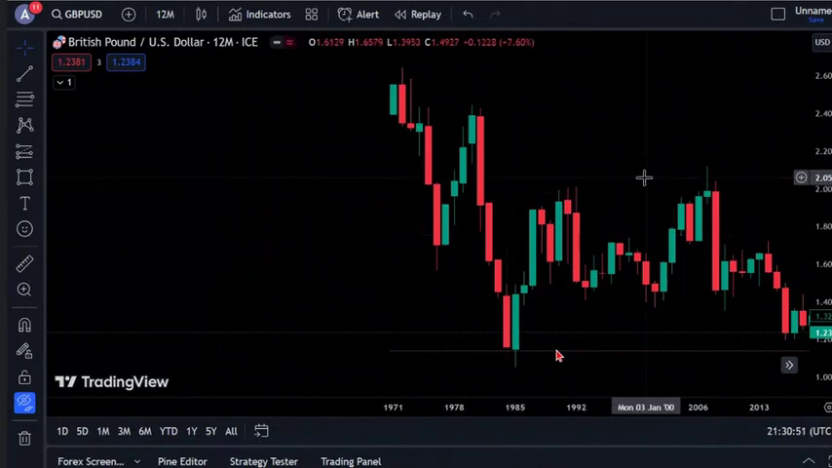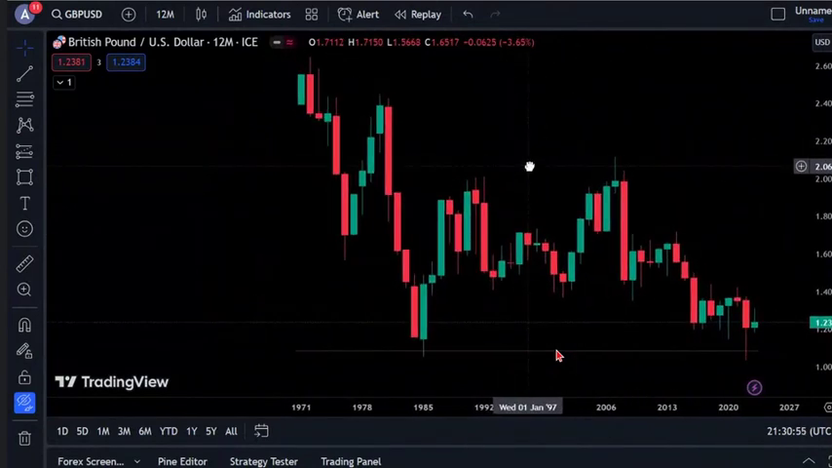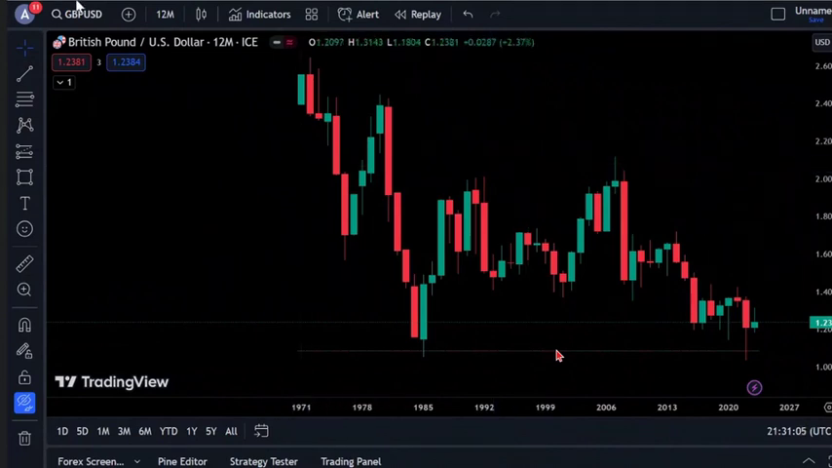I would say ICE and FXCM are going to have a lot of data, but you probably should use FXCM because when you go down to the 5 minute chart, it starts to look a little funny on ICE for some reason, but on FXCM it looks better. So go ahead and click on GBP USD FXCM.